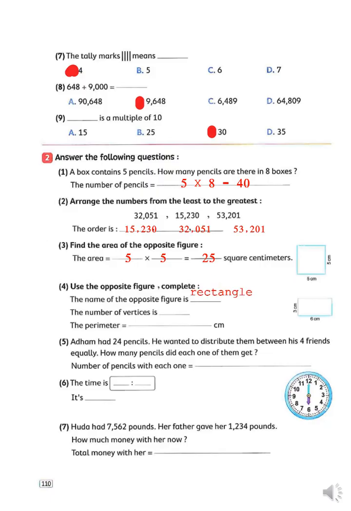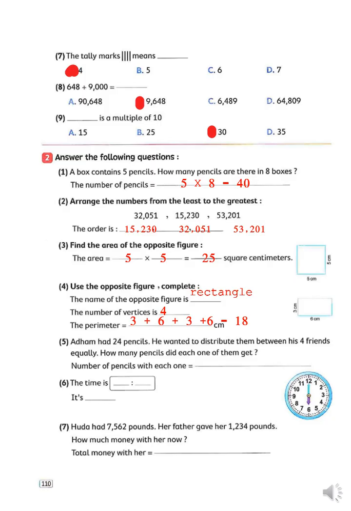Use the opposite figure and complete. The name of the opposite figure is rectangle. The number of vertices is 4. The perimeter, 3 plus 6 plus 3 plus 6 equals 18.